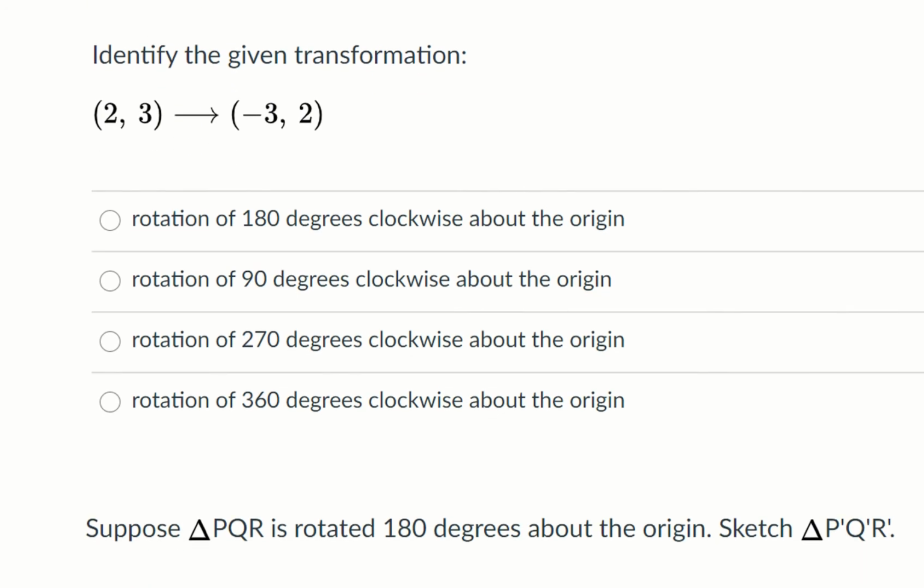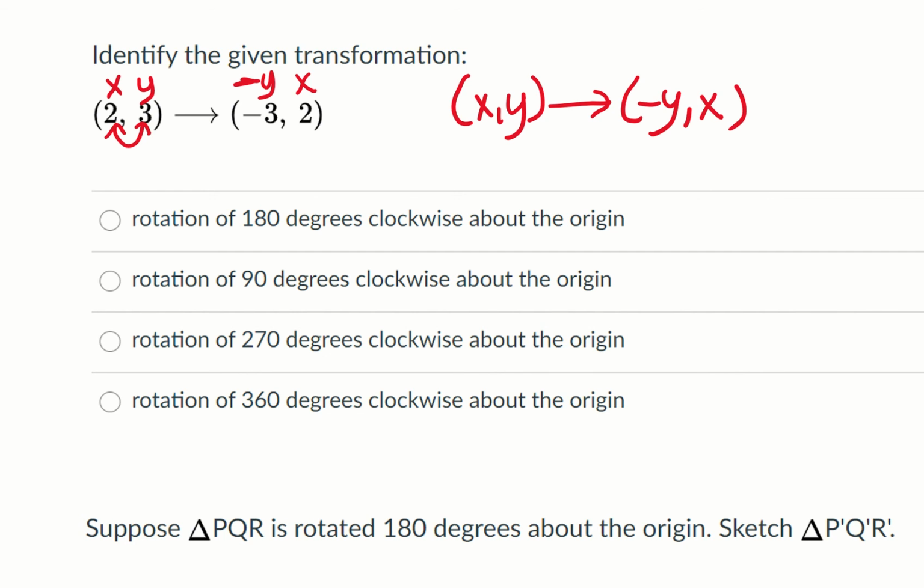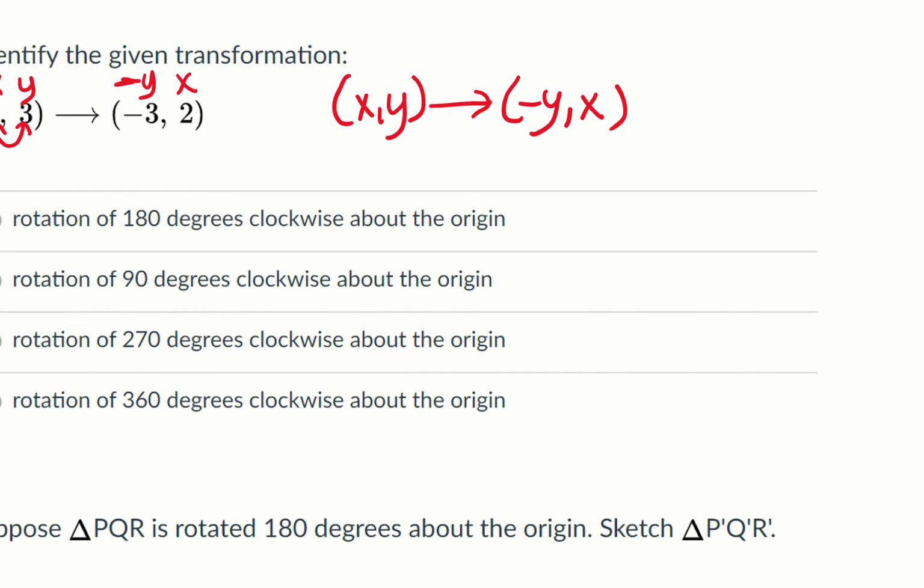Identify the given transformation. Here, notice that the X and the Y get switched. So this is X, this is Y, and then it switches to Y and then X, right? But there's a negative in front of the Y. So the transformation that goes from XY to -YX is, once you see that rule, you look in your transformation rules handout, and you find that this is a rotation of 90 degrees counterclockwise about the origin.